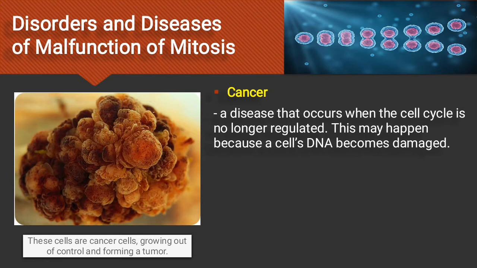Mitosis is closely controlled by the genes inside every cell. Sometimes this control can go wrong. If that happens in just a single cell, it can replicate itself to make new cells that are also out of control, and these are cancer cells.